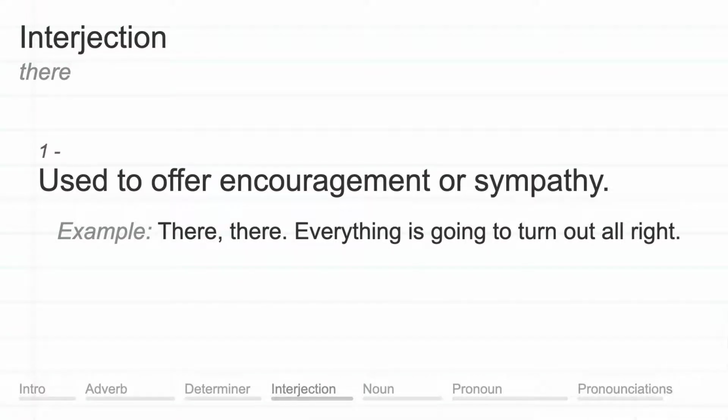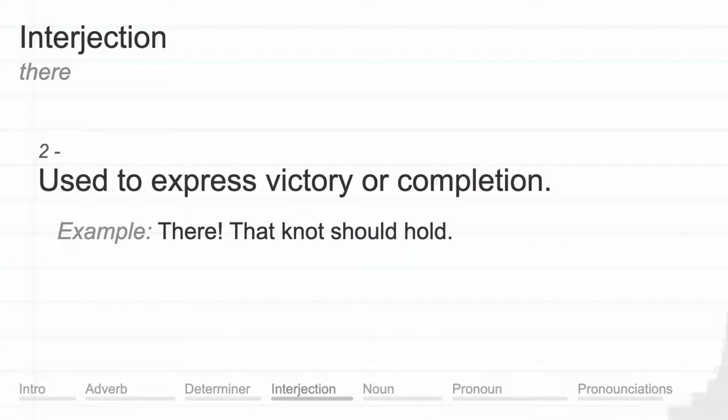Interjection. Used to offer encouragement or sympathy. Example: There, there. Everything is going to turn out all right. Used to express victory or completion. Example: There. That knot should hold.